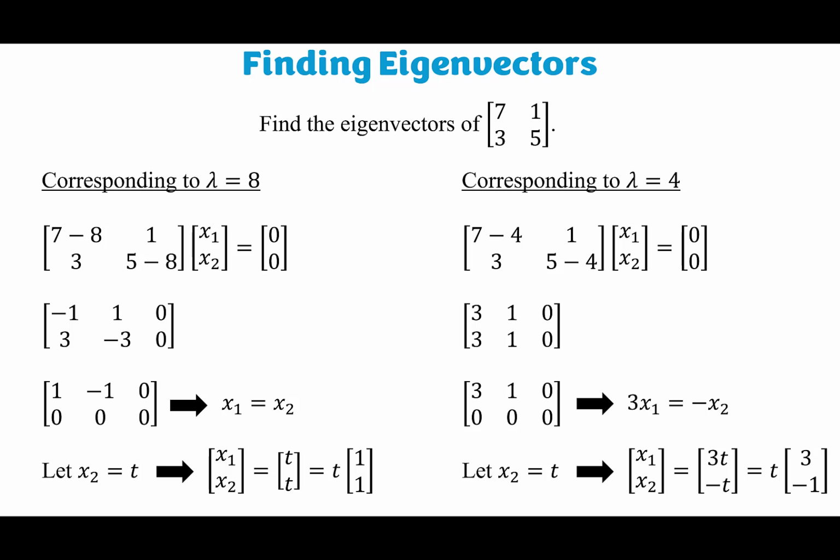And you can come up with a basis for each of those eigenspaces or those subspaces. A basis for the vectors corresponding to 8 is just (1, 1). And the basis for the eigenspace corresponding to lambda equal 4 is (3, -1). All you need is (3, -1) to represent the whole space, because any scalar multiple of that vector will give you all vectors that are eigenvectors.